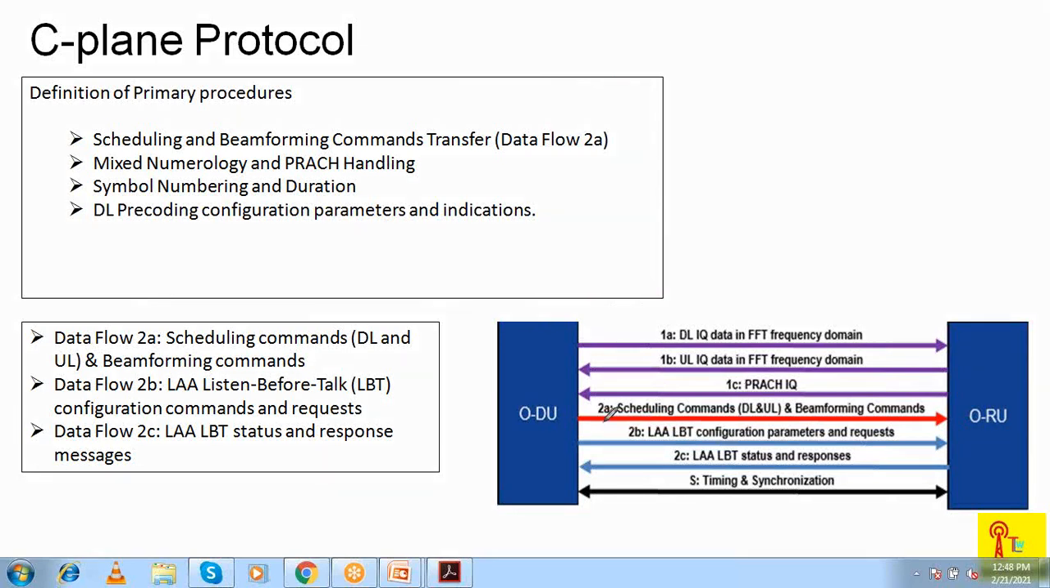Okay. So here you are seeing in the red line, this is from ODU to ORU. This is the scheduling command, DL eval, and beamforming command, right? So here a data scheduling command is sent from ODU to ORU. After sending the scheduling command, ORU will configure.